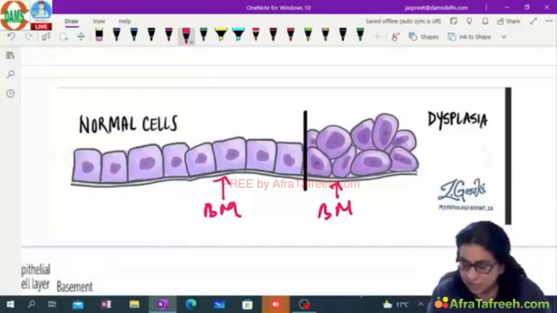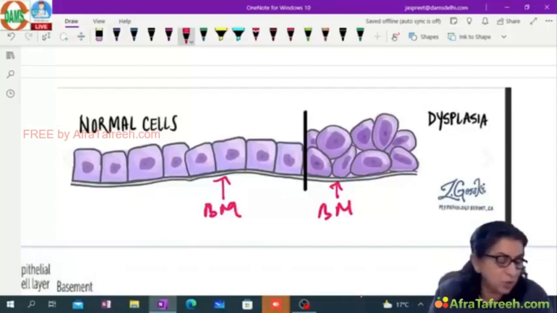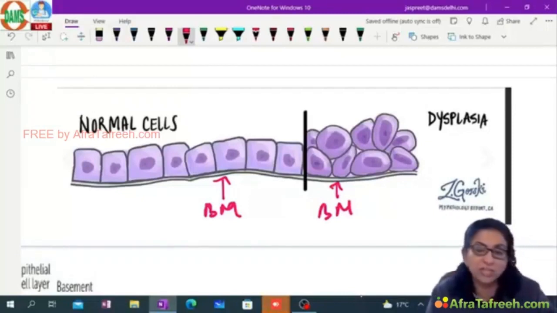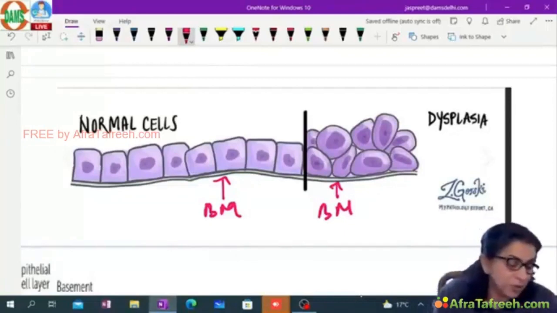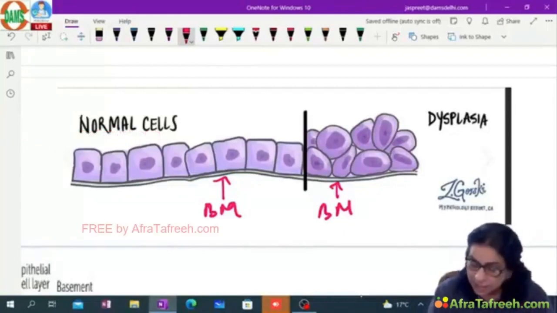Look at the dysplastic cells. Dysplastic cells have loss of polarity. They show abnormal proliferation. There's loss of cell shape, size, loss of orientation of cells, and they have big nuclei.